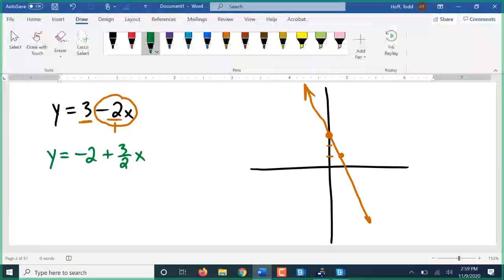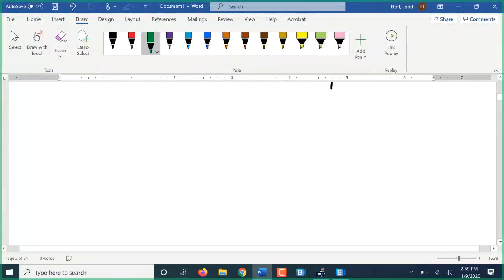So y equals negative 2 plus 3/2 x. We have that negative 2 that's by itself. 3/2 is multiplying x. That's the slope. It's the number that's not multiplying x that we start with, the negative 2. So that's our starting point there, negative 2. Our slope of 3/2 x means we're going to rise 3, 1, 2, 3, and run 2. There's our second point. So there's the line associated with that.